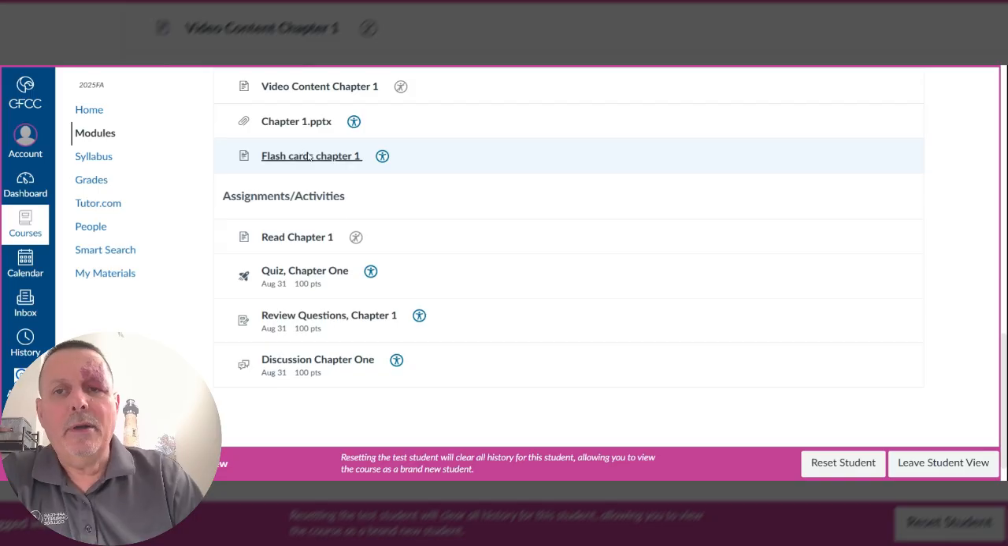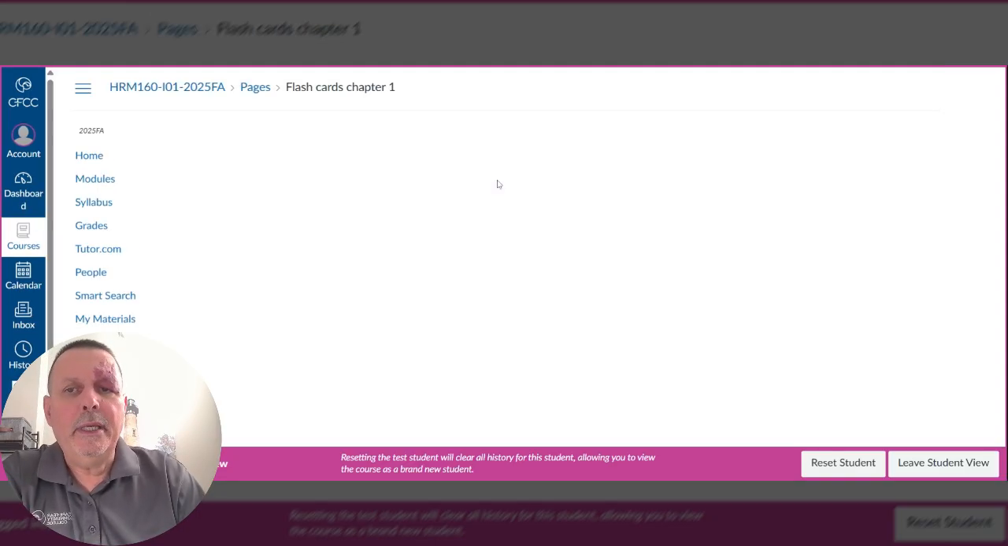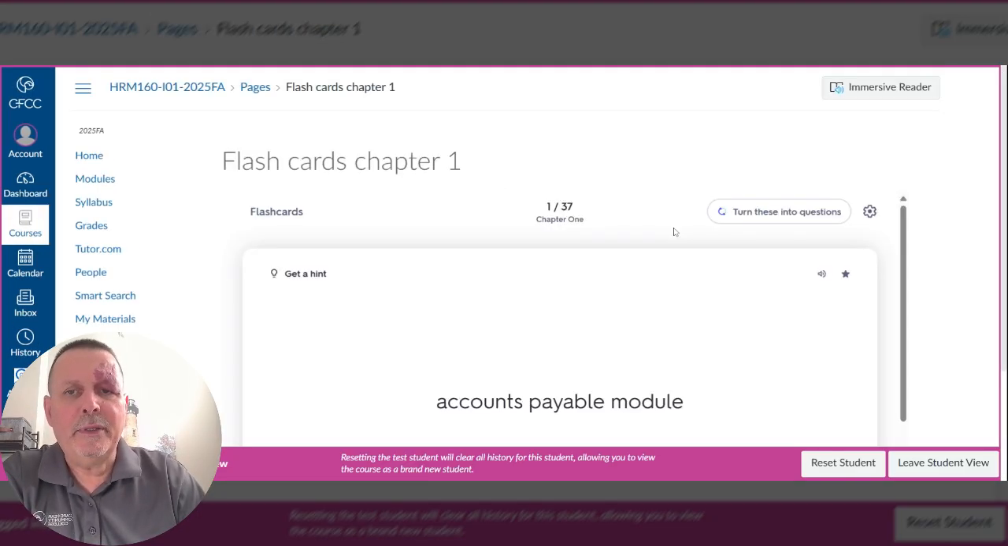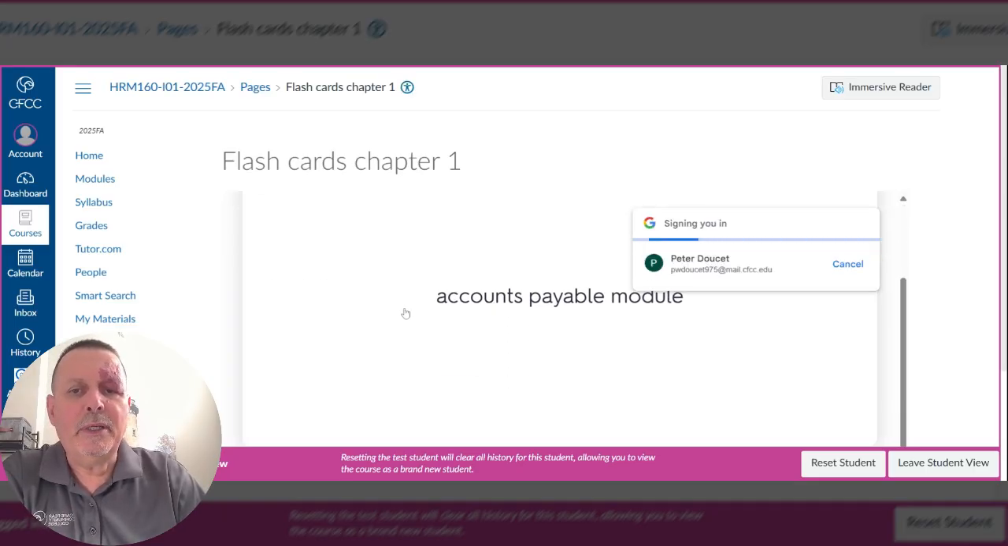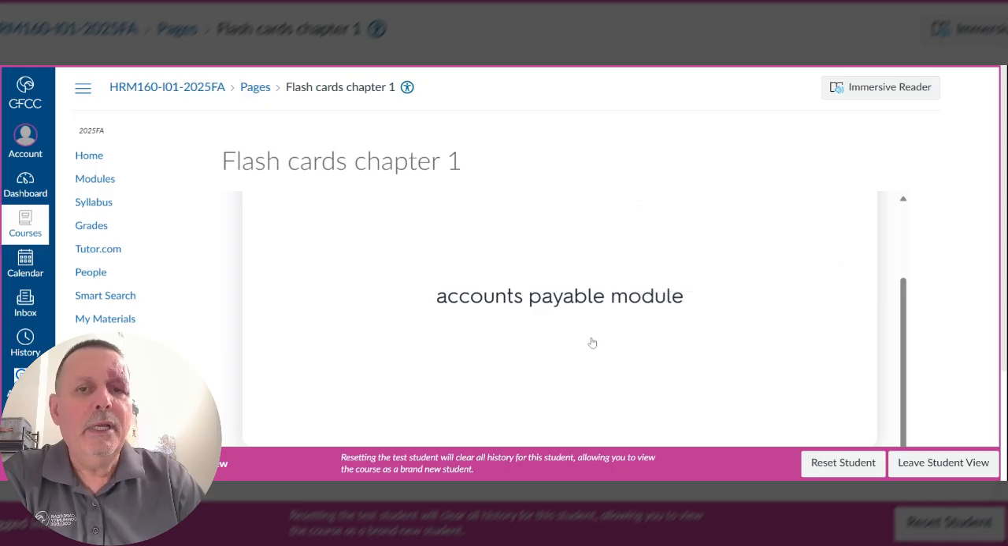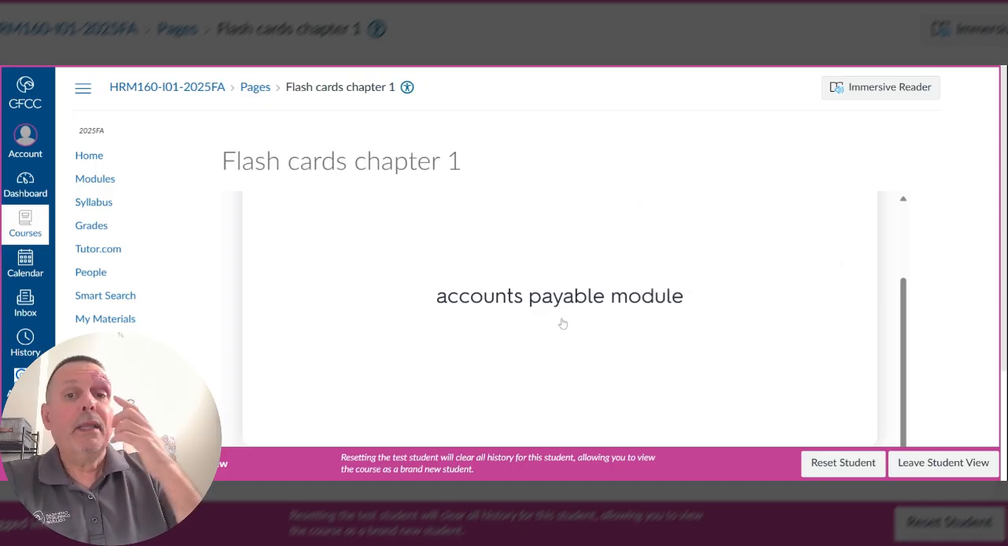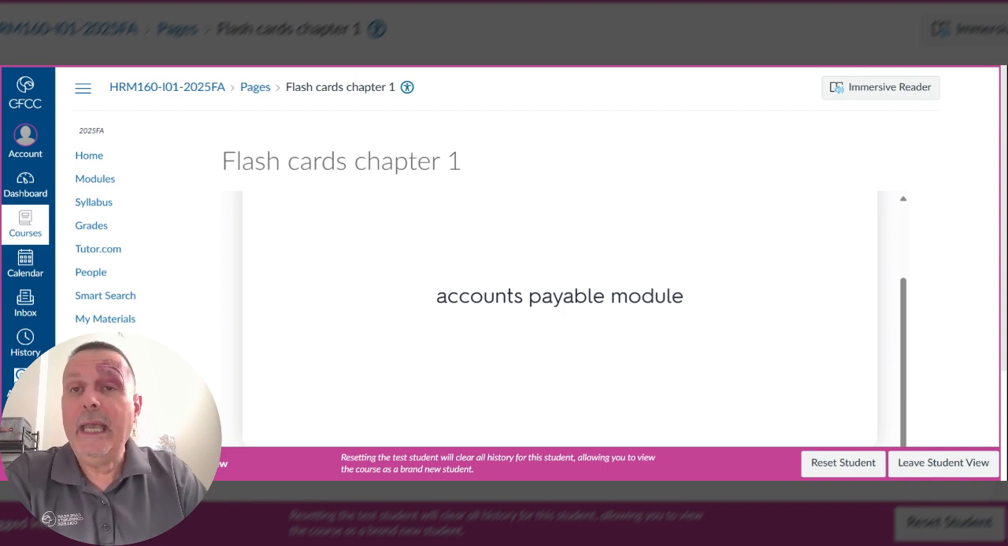Then we're going to do flashcards. Flashcards are going to be a good thing to help you prepare for the quizzes. These are basically just the terms that are going to be in the quiz. Your weekly quizzes are nothing more than vocabulary quizzes. You're being quizzed on these key terms for the chapter.